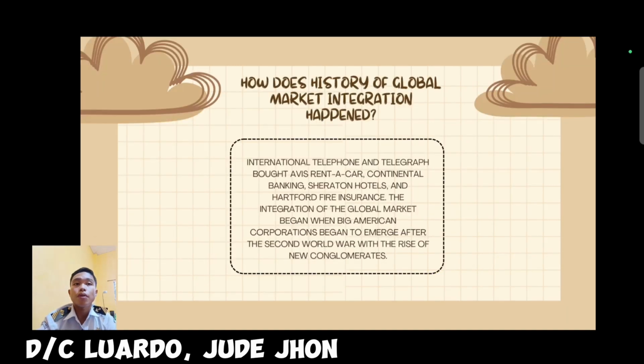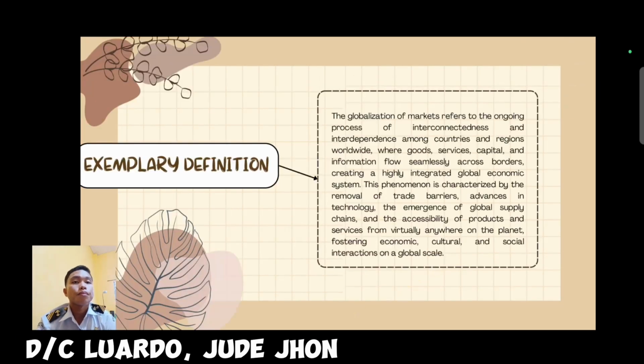So, how does the history of global market integration happen? International Telephone and Telegraph, Avis Rent a Car, Continental Banking, Sheraton Hotels, and Hartford Fire Insurance. The integration of the global market began when big American corporations began to emerge after the Second World War with the rise of the new conglomerates.